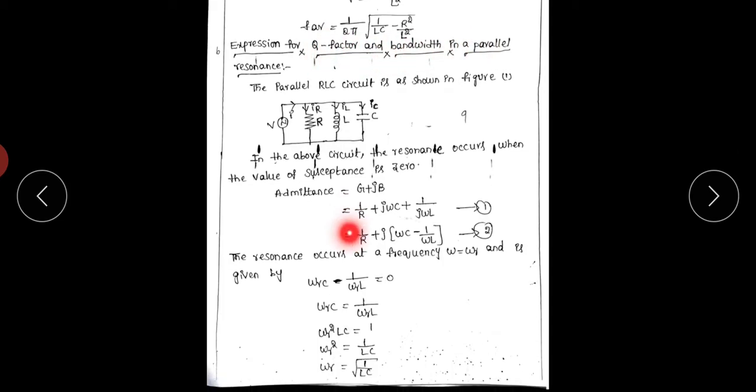Next one, expression for quality factor and bandwidth in parallel resonance. This is a parallel RLC circuit, with R, L, C connected in parallel and applied voltage V. At resonance condition, the net susceptance equals 0 in admittance form. In admittance form, Y equals G plus jB, just as in impedance form Z equals R plus jX. Here G is called conductance and B is called susceptance.